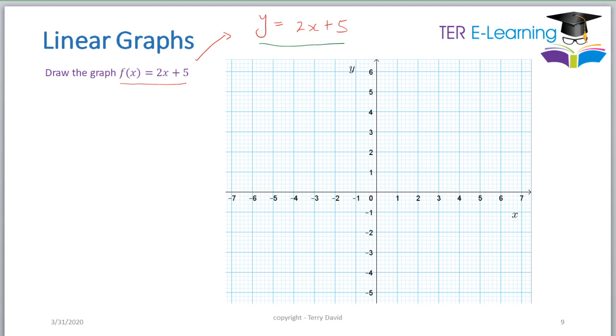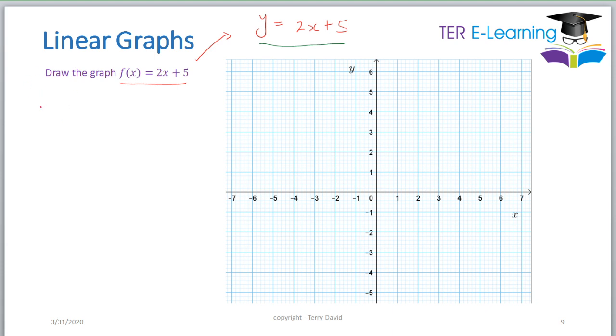Now, how do we do that? In order to draw any straight line, all you really need is 2 points, right? All you need is 2 points to draw a straight line, but what you should try to do is use 3 points, just in case you make a mistake, right? So here's what we need to do. We need to choose some x values and substitute them into the function, okay? So let's do something here.